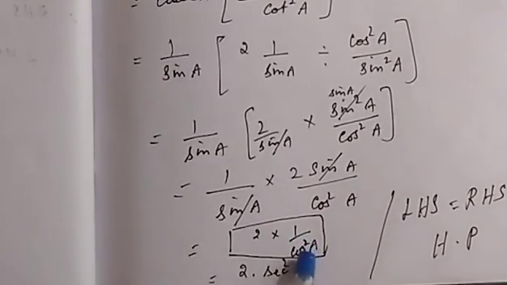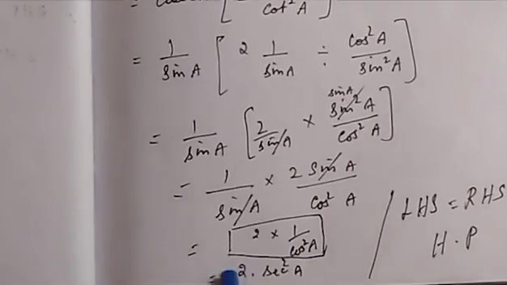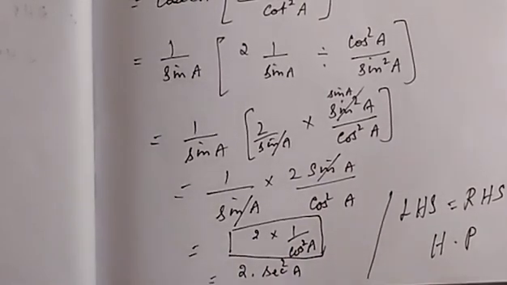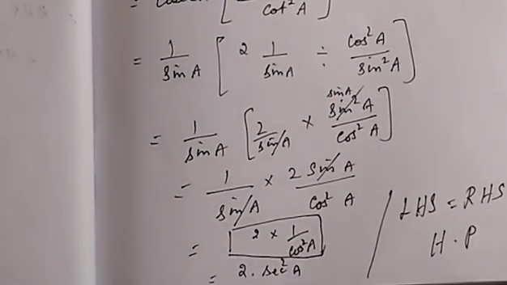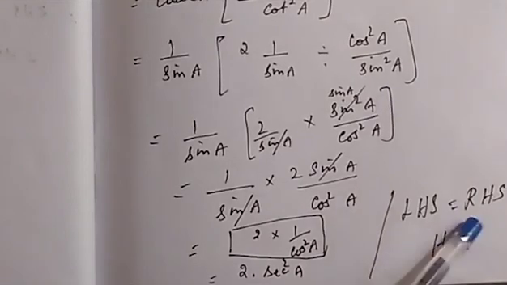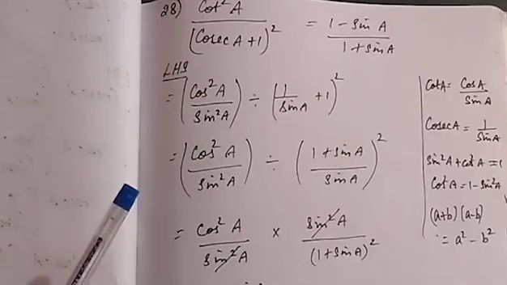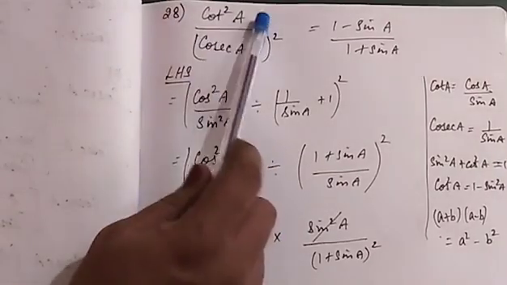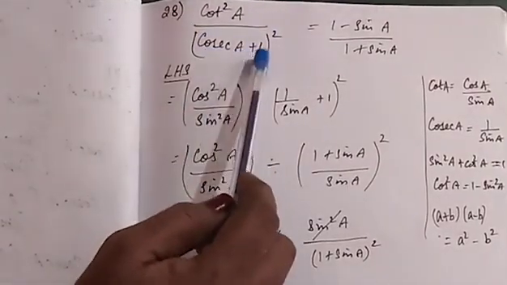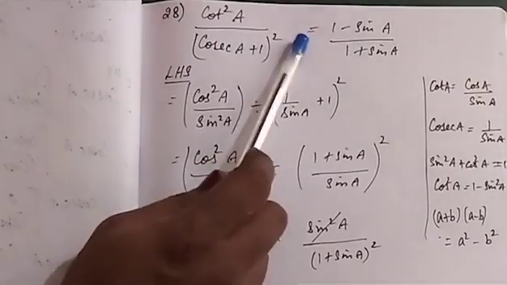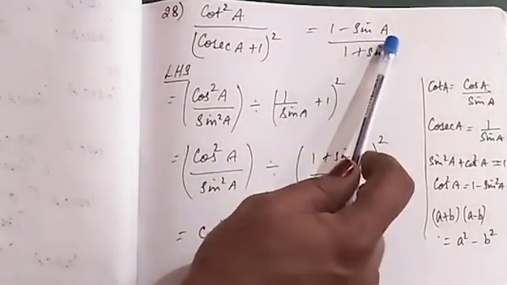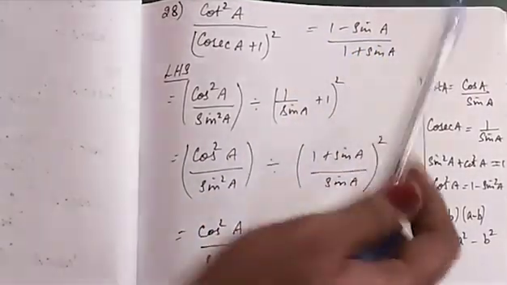And we know 1 upon cos A is equal to secant A. So, you will write 2 secant squared A. That is right hand side. So, write left hand side is equal to right hand side. Hence, proved. Question 28. Cot square A upon cosecant A plus 1 whole square is equal to 1 minus sin A upon 1 plus sin A.